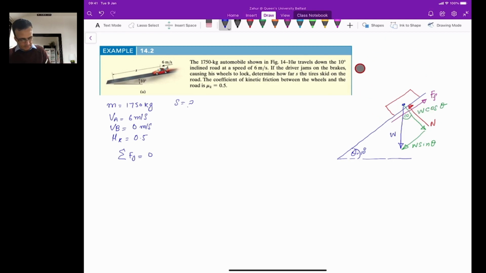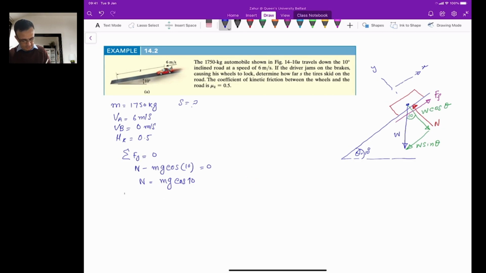So we can write that N minus mg, and if we take this as our y-axis and this as our x-axis, so N minus mg cos 10 equals 0. From here you can calculate N, which will become mg cos 10. So this is our N force here, and from here you can calculate the kinetic friction force, which will be mu k into N, so 0.5 into mg into cos 10. So this is the friction force that we get here.